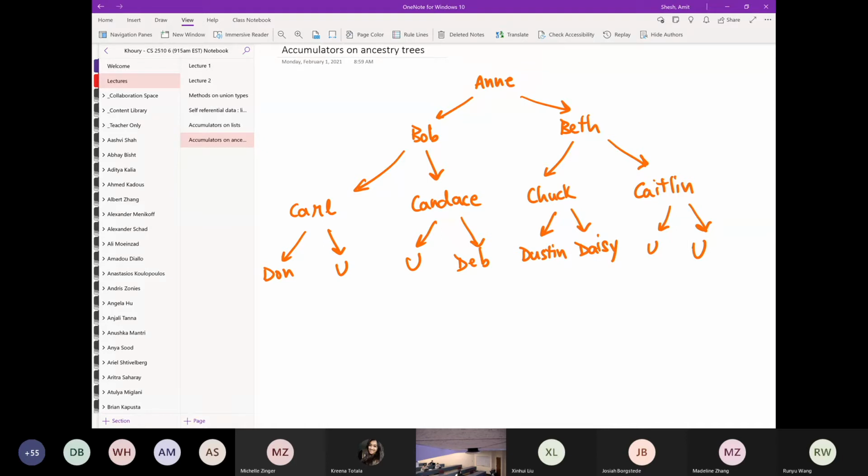If Anne is younger than Anne's dad, which is Bob, and Anne is younger than Anne's mom, which is Beth. That's it? And the mom's tree is well-formed, and the dad's tree is well-formed. Okay? So the tree starting here is well-formed if this person is younger than the person's mom, and this person is younger than the person's dad, and the mom's tree is well-formed, and the dad's tree is well-formed.